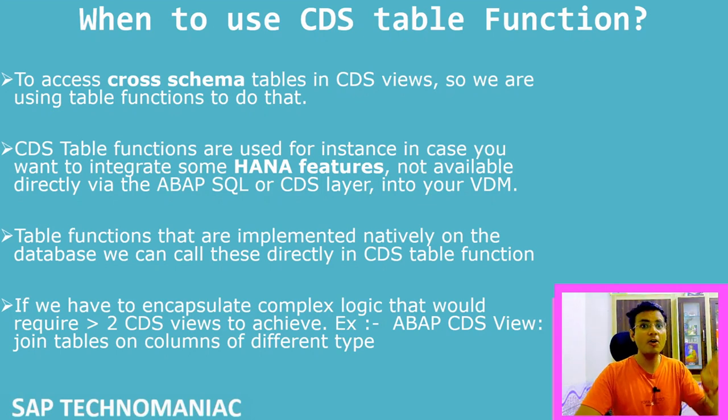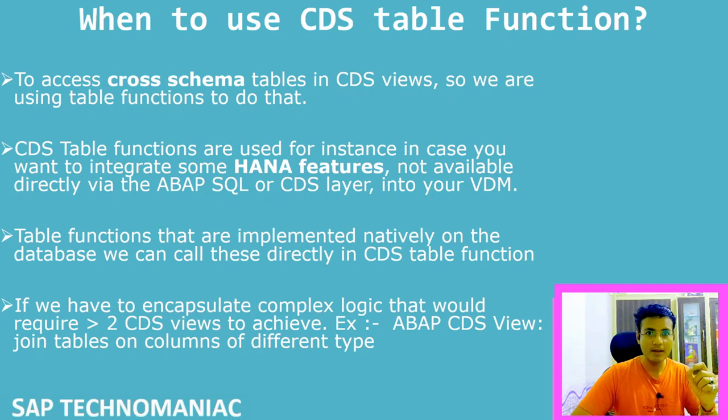But if we have the data already in our database, we can use the CDS table function to get that data directly from the other schema, because in the CDS table function, we write code in the native language. Native language means, for the HANA database, SQL script language. And in SQL script language, we can access all the data available on the database, not only from the ABAP schema, but from other schemas also. We can write our code, get the data, and return the result as well. So this is the first thing when we need the CDS table function: to access the data from the other schema. With normal CDS view entities, we can't do this.